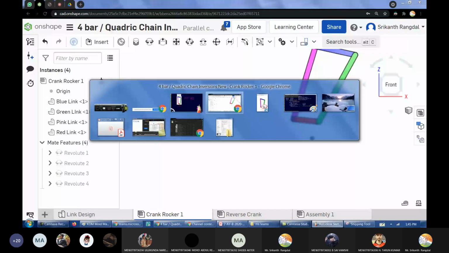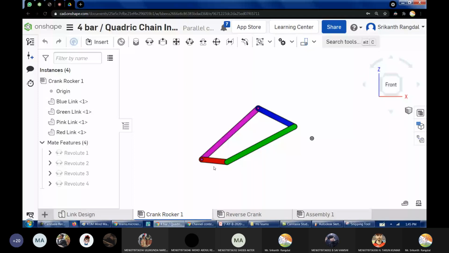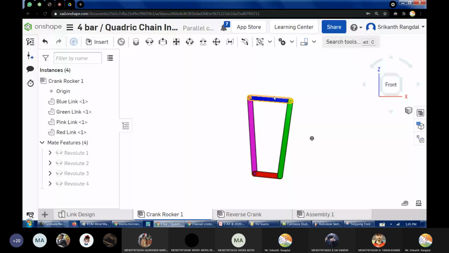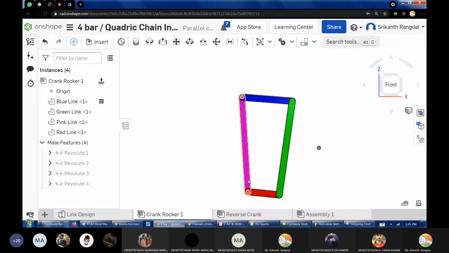So let me unfix the red link. Now all of them are free. Once again, you can see it's behaving like this. Okay. Now let me fix the blue link. So now the blue link is fixed. I'm not able to move the blue link. Now what kind of motion will be possible? Let us see that. So what's happening here?